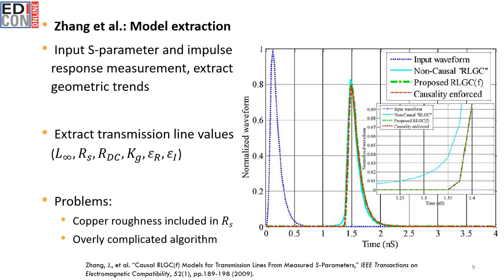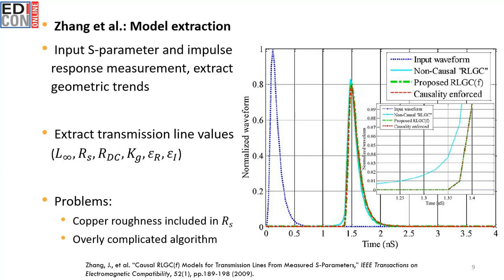What these guys were doing in that paper is they took measurements of impulse responses and S parameters, and then they extracted the geometric trends that determine all of the important parameters in the transmission line equation. So basically, they have one set of measurements, they extract a model, and then they can use that extracted model to design any other transmission line that they like. So that's pretty cool, right?